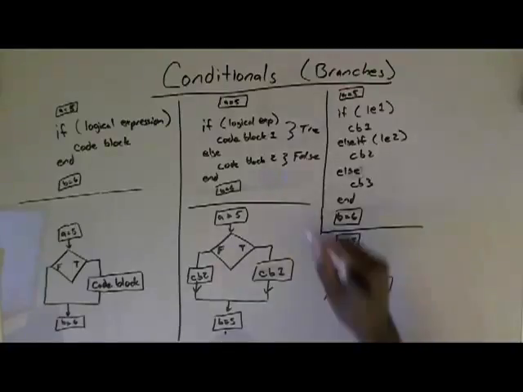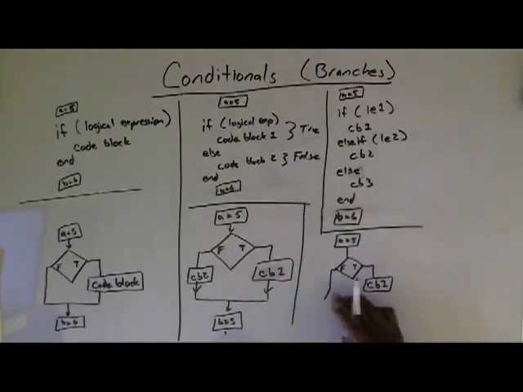I'm going to need to erase this line in order to get this all in here. If that was not true, then make another decision. And if that one's true, execute code block 2. If that one is false, then execute code block 3. And then once all this is over, then go on and continue to execute, in this case B equals 6, other lines of the program.